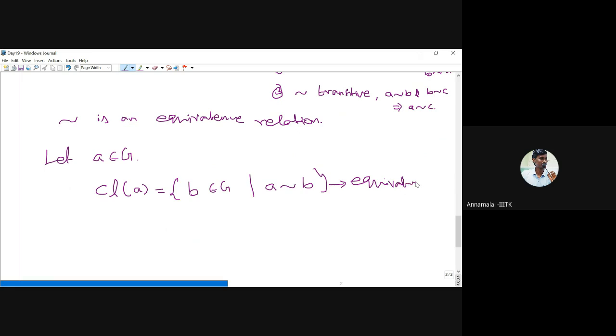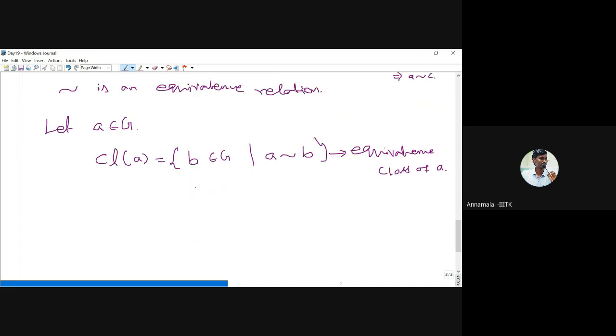Equivalence class of the element A. We can easily show that this is non-empty because A is related to A. Since it's reflexive, A is related to A itself. Therefore definitely the CL of A contains A.